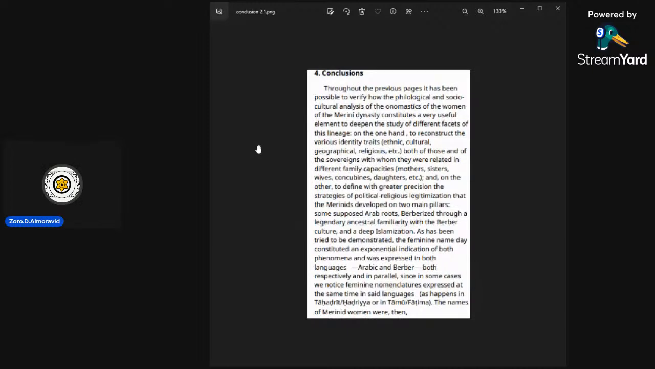The Marinids developed a political religious legitimization on two main pillars: some supposed Arab roots, through a legendary ancestral familiarity with the Berber culture, and deep Islamization, as has been tried to be demonstrated here. These feminine names constituted an exponential indication of both phenomena and were expressed in both languages, Arabic and Berber. Sometimes Berber names written in the Arabic script and vice versa. Sometimes Berber names altered and the Berber roots preserved.